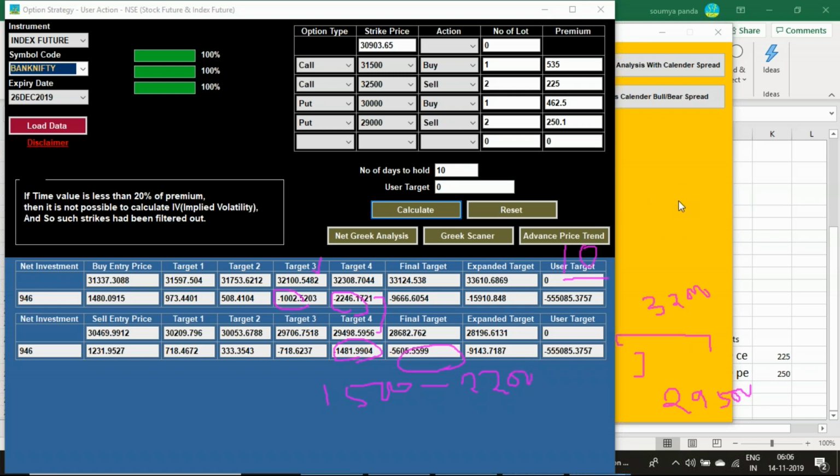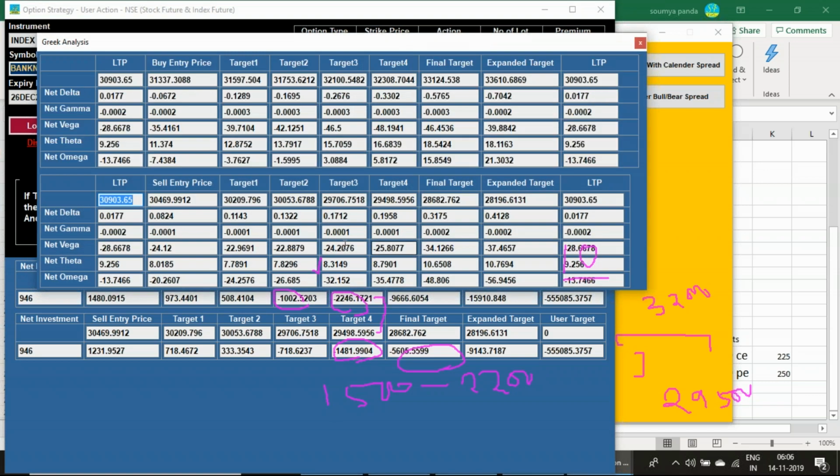If it doesn't happen and it consolidates, you will be adding the values here, along with the 946 rupees, sorry, 946 debit that you have paid. And theta decay also will be added. So what is the theta here? Theta is telling 9 rupees of theta per day. That means the lot size is 40, so 40 into 9, 360 rupees of time value per day you can gain for the 10 days period. So that also will add on to your profits.